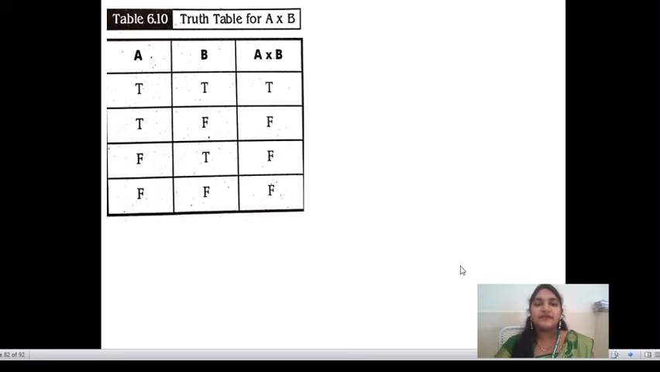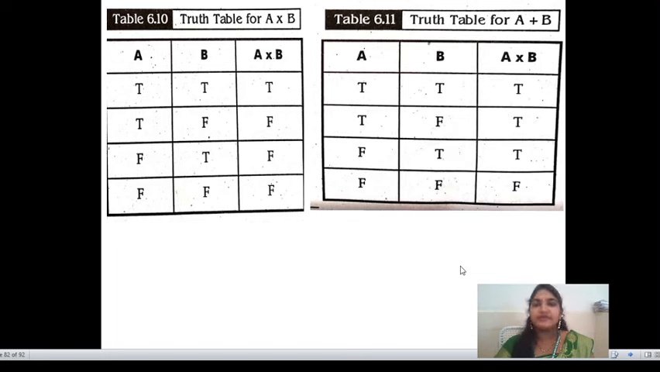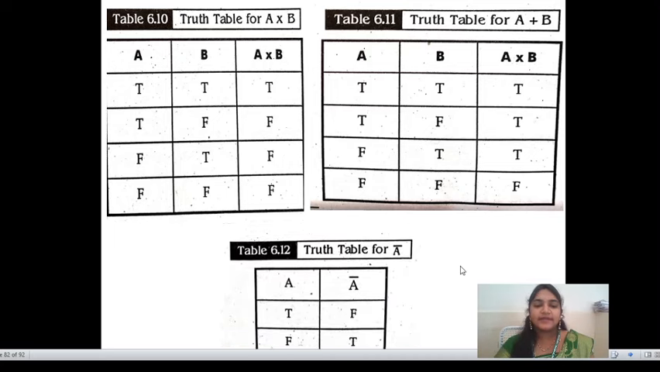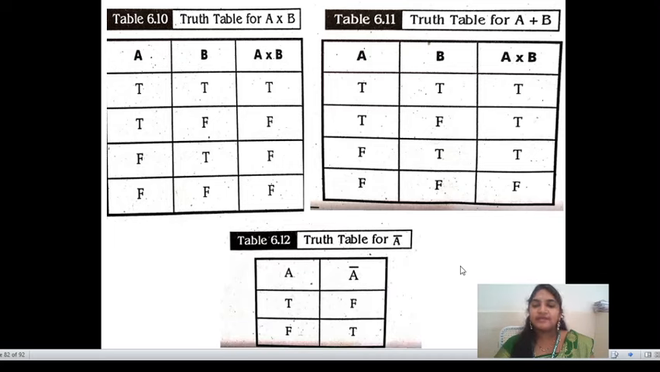So this is the truth table for multiplication. See this, A and B. A consists of four possibilities: T T F F. B consists of T F T F. A cross B: true with true gives true, the rest are all false. You all know this truth table well. And this is the truth table for addition. If A and B are both false, then it is false. If either or both are true, the result is true. So that is A plus B. Next, coming to the truth table for A bar: T means F, F means T. So this is the way to define the truth tables for multiplication, addition and negation.